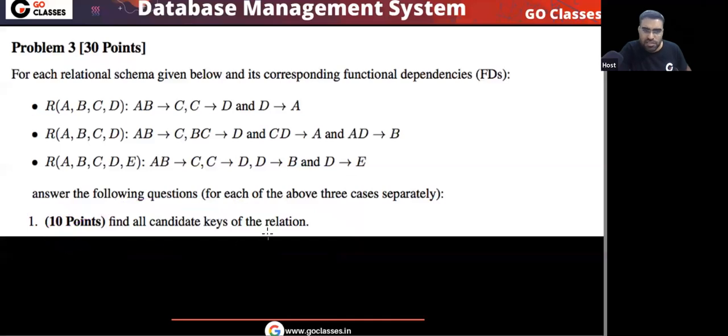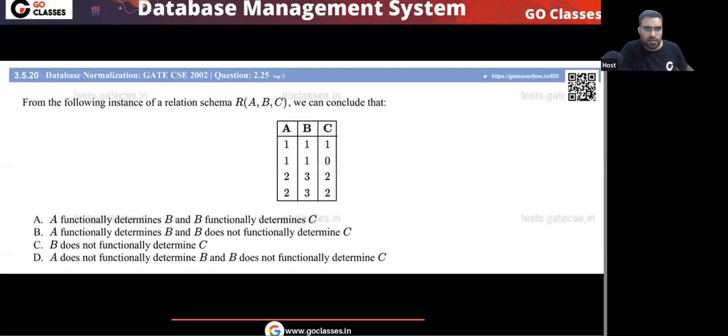In the GATE exam, many questions are there. Now let's move on. Let's solve this question.